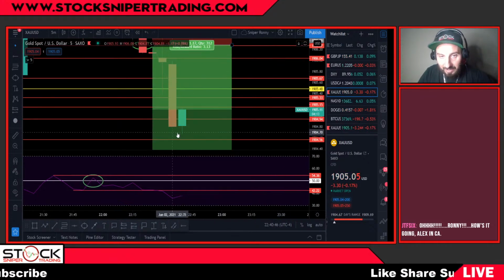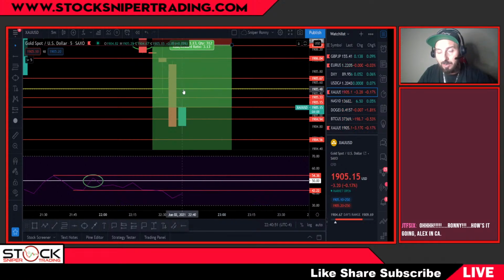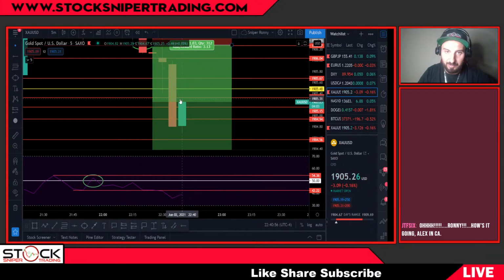Now we're getting buyers coming in. So this green candle could come up to this yellow line now. Remember, this yellow line was a daily support. Now it should act as a daily resistance if we can keep it down.